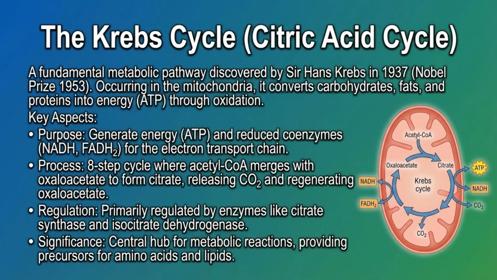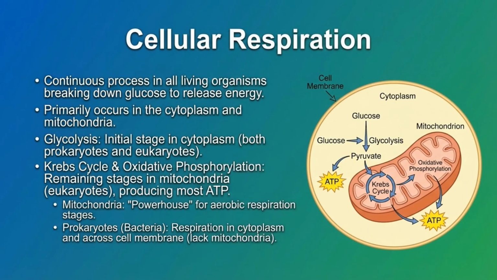The Krebs cycle, or citric acid cycle, occurs in the mitochondria. Its purpose is to generate energy, ATP, and reduced coenzymes for the electron transport chain, converting carbohydrates, fats, and proteins into energy. Cellular respiration continuously breaks down glucose to release energy in all living organisms.